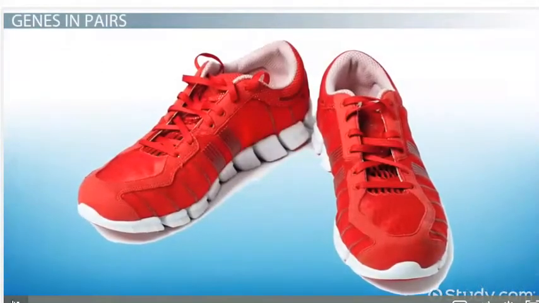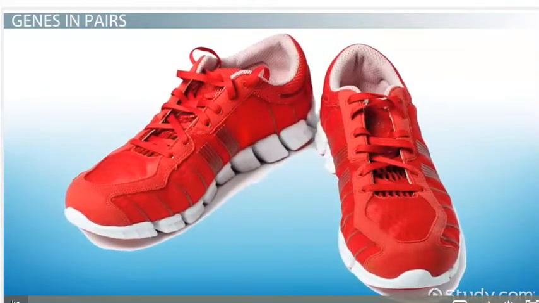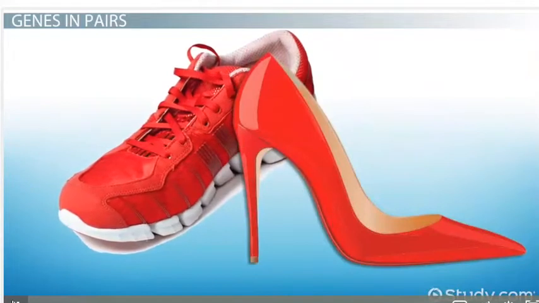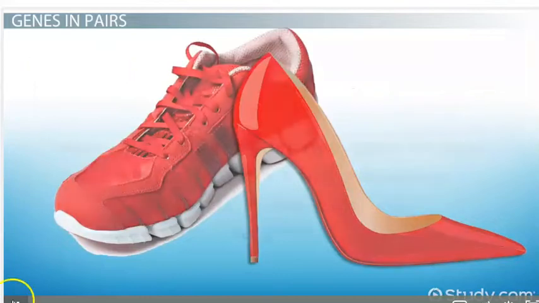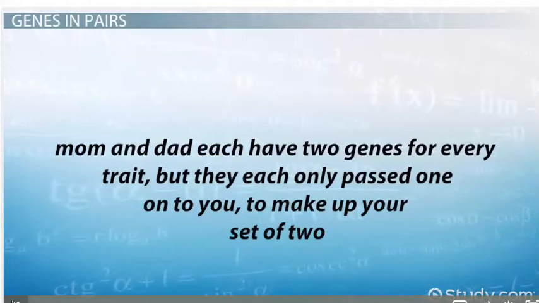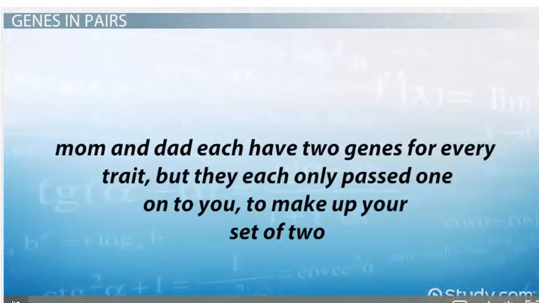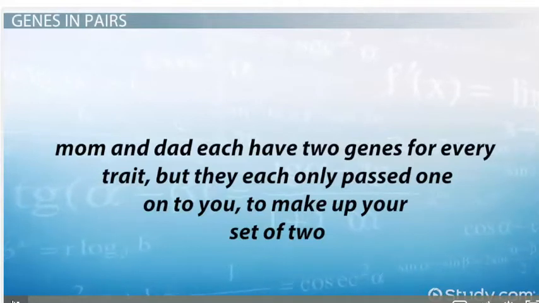All genes come in pairs, just like shoes. But unlike shoes, each gene in a pair can be different. One might be a sneaker, while the other is a high heel. Variation in shoes means differences in shoes. Your mom and dad each have 2 genes for every trait, but they each only passed one on to you to make up your set of 2. It's gene math. 1 from mom plus 1 from dad equals 2 for you.